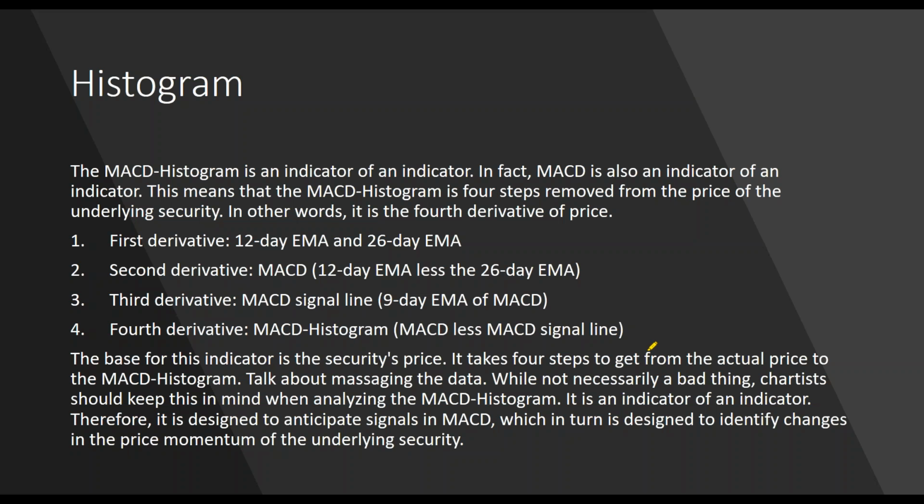So the fourth derivative is the MACD histogram, which is the MACD less the MACD signal line. It is this number minus this number plotted on the histogram. So the base for this indicator is the security's price. It takes 4 steps to get from the actual price to the MACD histogram. Talk about massaging data. Well, not necessarily a bad thing.